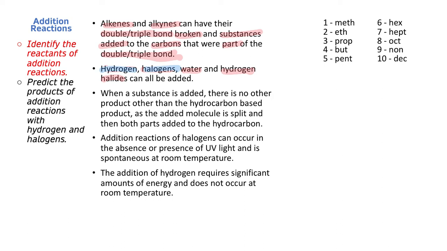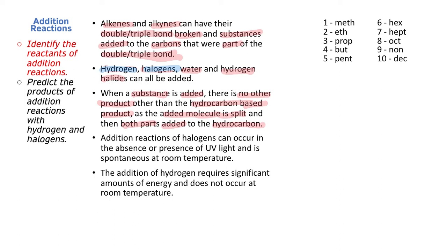When a substance is added, whether hydrogen, halogens, water, or hydrogen halides, there is no other product besides the hydrocarbon-based product, because the added molecule is split and both parts are added to the hydrocarbon. This is different to substitution reactions, where a hydrogen halide is produced as another product. In the addition reaction, you take both parts of the halogen or hydrogen and add them to the hydrocarbon so that there's no other product left.